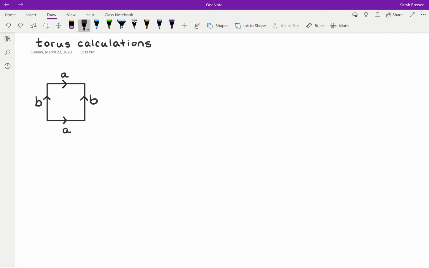All right, so now we are going to look at how to compute things like the Euler characteristic and the genus of a two-dimensional surface, just given a polygon with some of the edges labeled. So we're going to start with this square that we saw in the last example represents the torus. And the first thing we're going to do is represent this by a word.